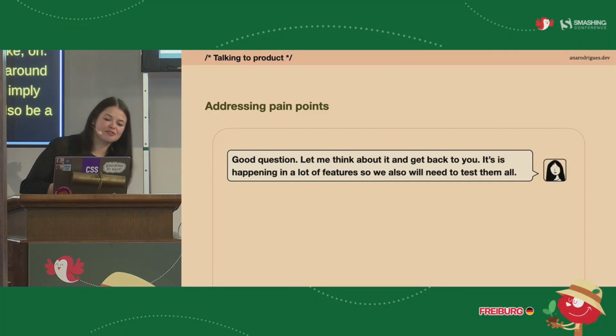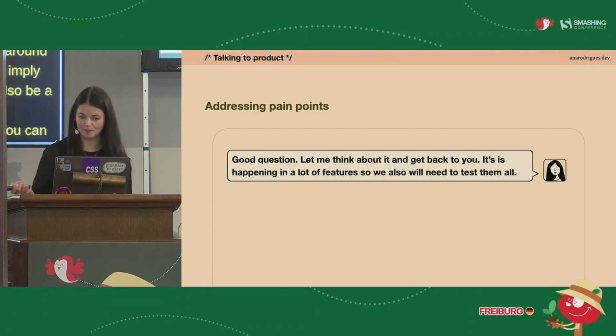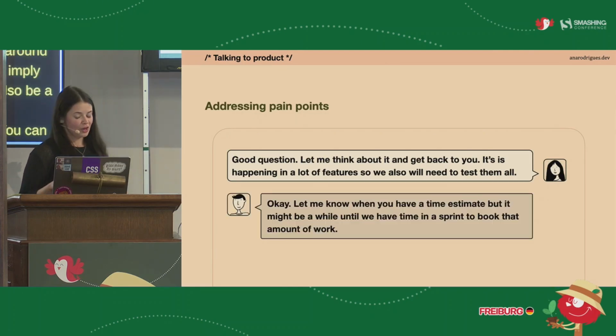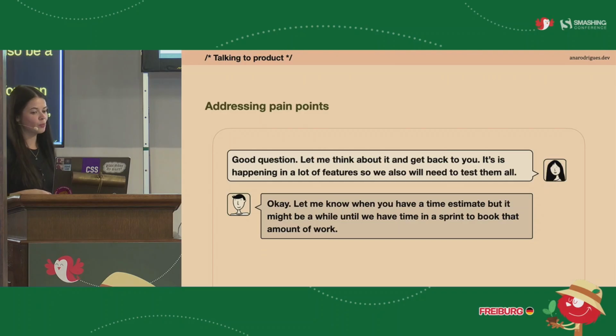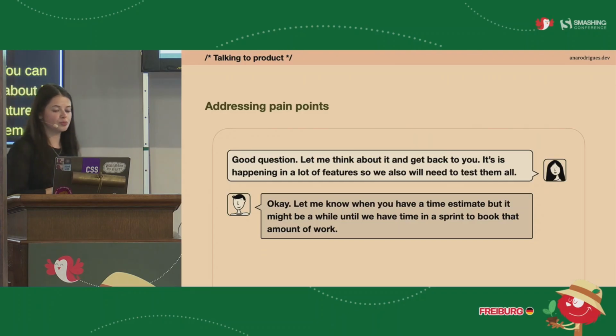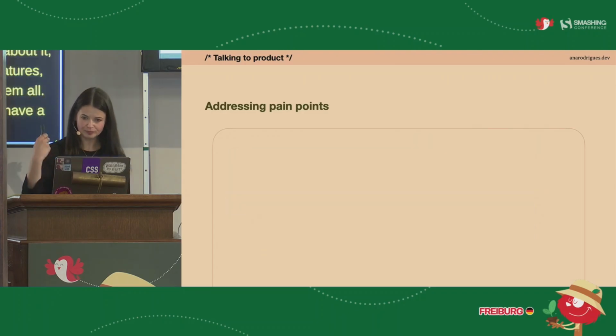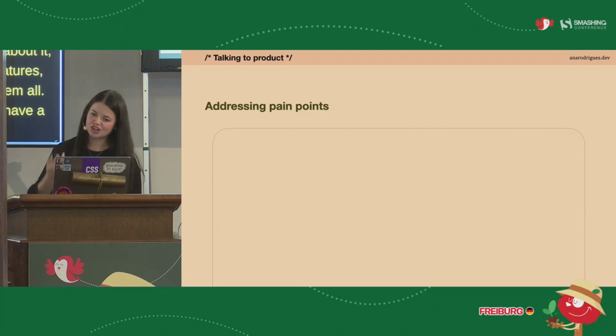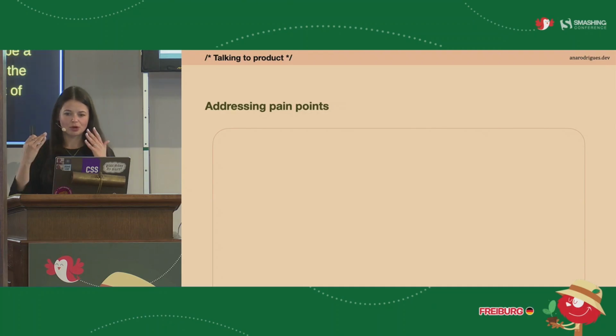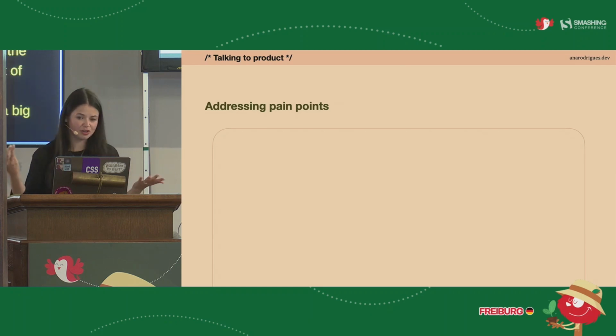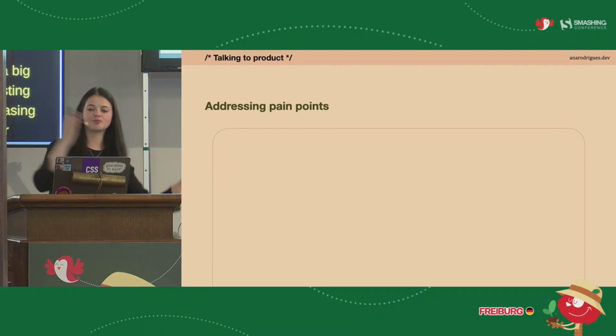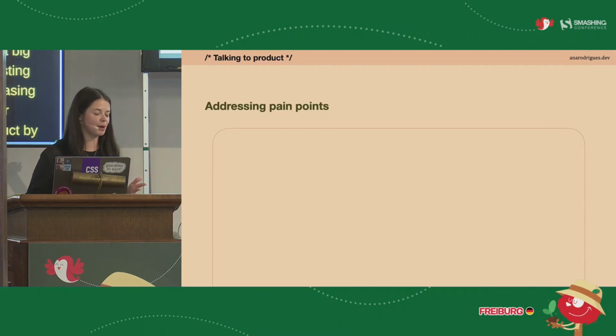This is happening in a lot of features, so we will also need to test them all. Let me know when you have a time estimate, but it might be a while until we have time to book, in a sprint, to book that amount of work. But changes that need a big general regression testing impact everyone. So increase the chances of getting your refactor approved by product by suggesting it to be aligned with planned feature development. Or who knows, holidays, slow business periods, and a new team member onboarding.